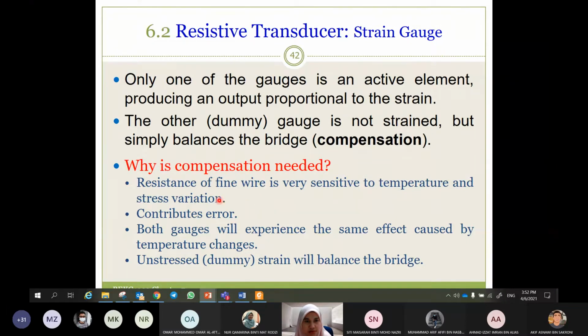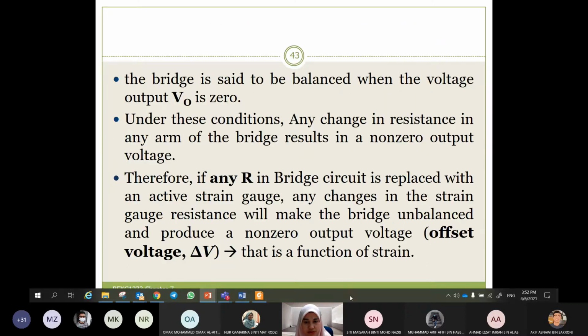We have discussed in our previous class that the resistance of fine wire is very sensitive to temperature and stress variation. It will contribute error. Both gauges will experience the same effect caused by temperature changes, and stress strain will balance the circuit. So this is the concept of the Wheatstone bridge. We have learned this in Wheatstone bridge. If the circuit is unbalanced, there will be an offset voltage. There will be an output voltage at the terminal, right?